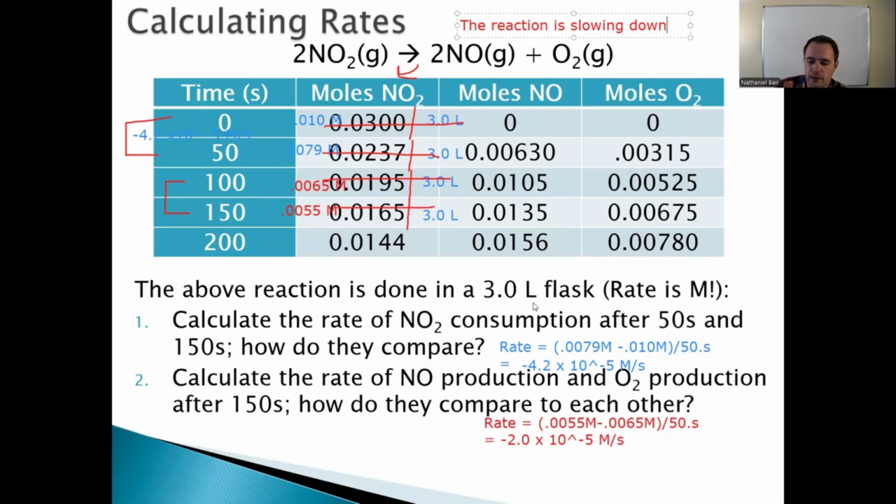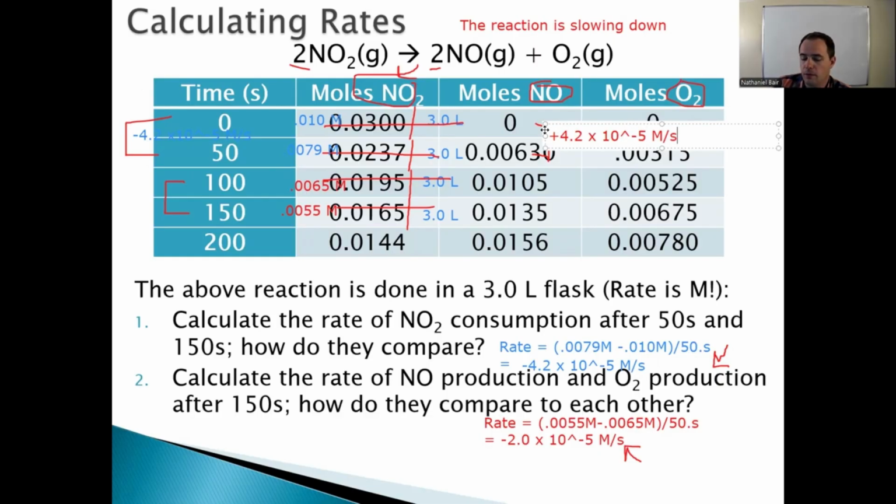Now that we know the rate for the NO2 consumption between 0 and 50 seconds and between 100 and 150 seconds, we can actually calculate the rate of the NO production and the O2 production over the same time interval. So the rate of the NO production, because the NO2 and the NO have the same coefficient, is that if the NO2 is going down by 4.2 times 10 to the negative fifth, then over the same time interval, because they have the same coefficient, this would be going up, positive sign, by 4.2 times 10 to the negative fifth molar per second, right?